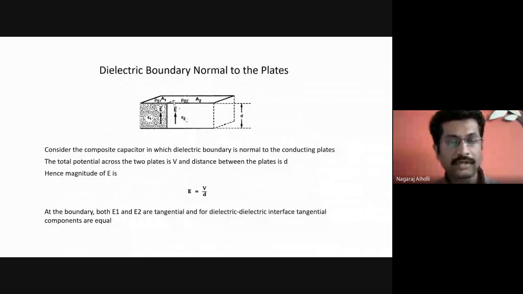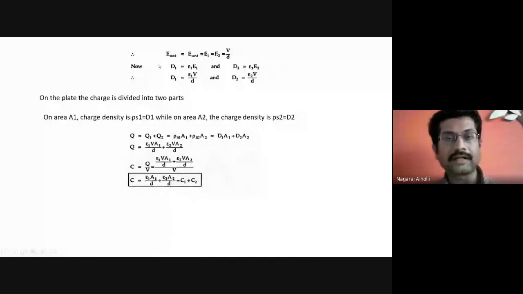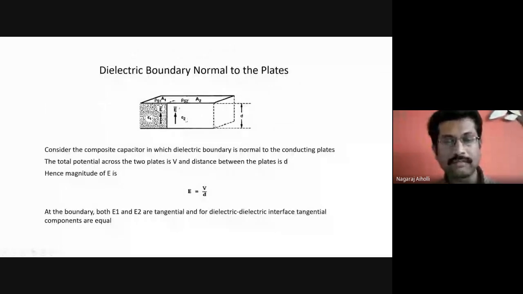At the boundary, both E1 and E2 are tangential, and for a dielectric interface, tangential components are equal. Hence, we can write E tan 1 is equal to E tan 2, that is E1 equals E2, which is equal to V by D. We already got the equation for E. It is V by D.